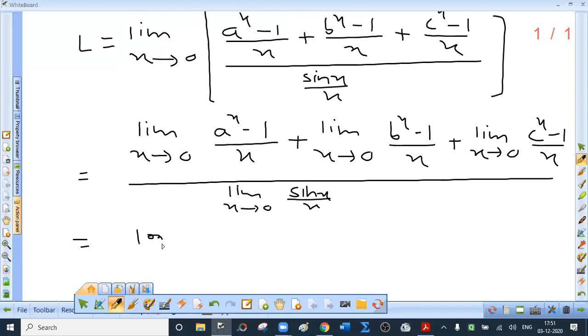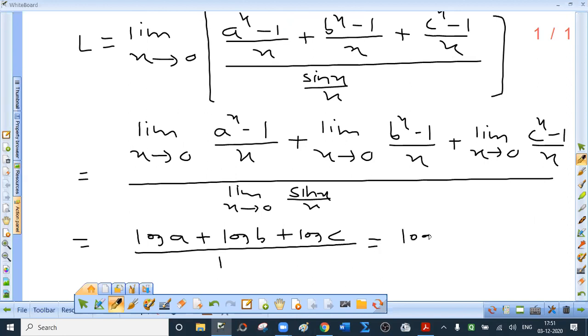So log a plus log b plus log c upon 1. What is log m plus log n plus log p? Log mnp. So the final answer is log abc. Right.